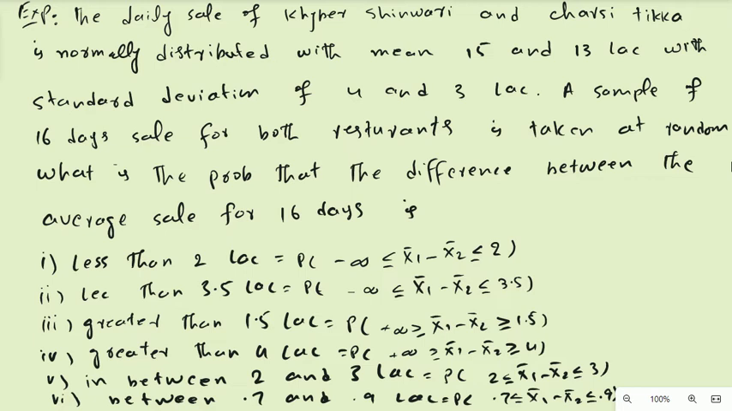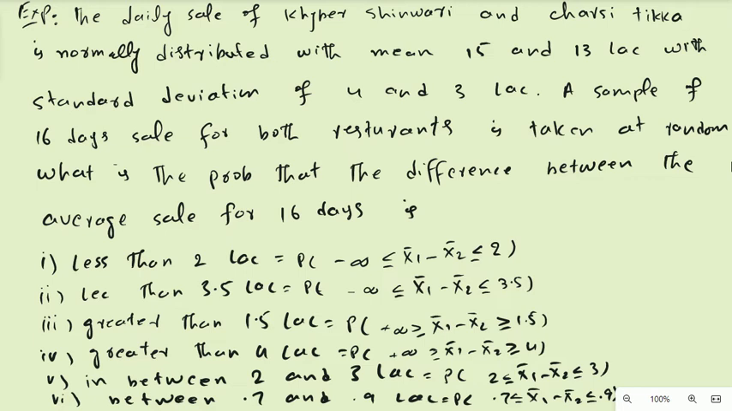What is the probability that the difference between the average sales for 16 days is less than 2 lakh, less than 3.5 lakh, greater than 1.5 lakh, greater than 4 lakh, in between 2 and 3 lakh, in between 0.7 and 0.9 lakh? So, to solve this, we will use the fifth property of the sampling distribution for the difference between two sample means.